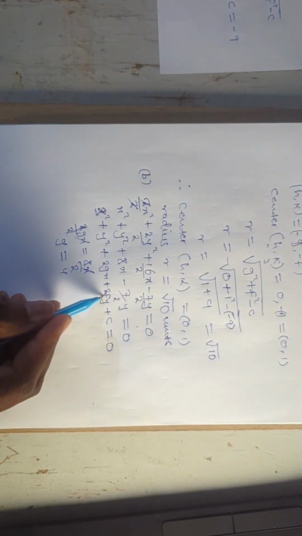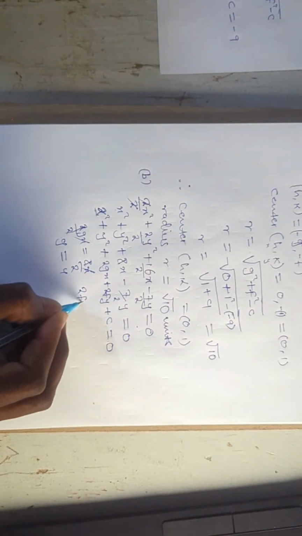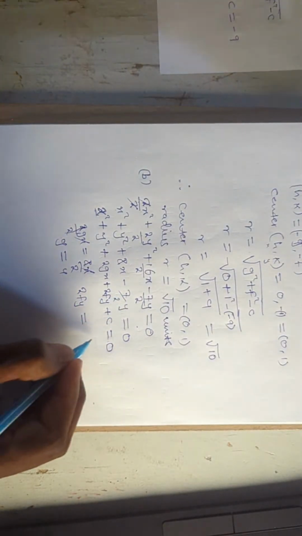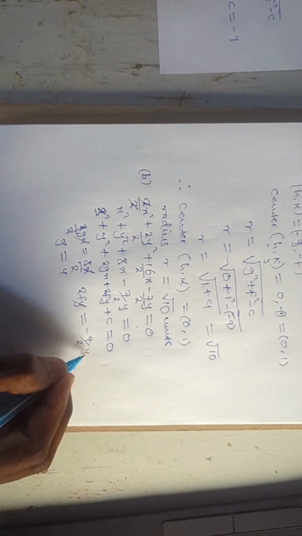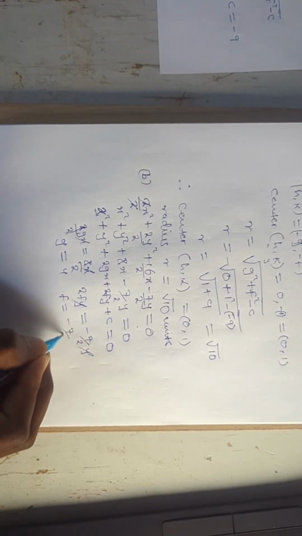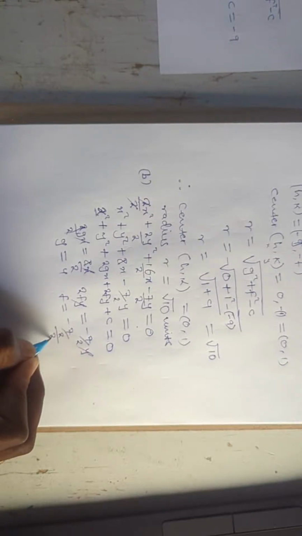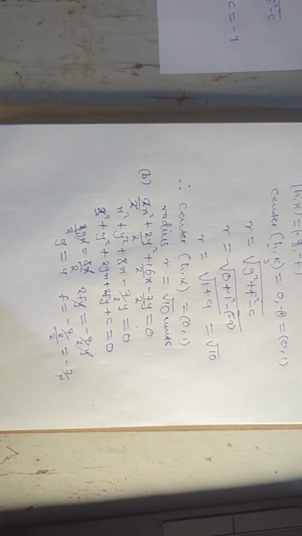Same as this part, we are going to equate this to that, so it will be 2fy equal to negative 7 over 2y. So this and that will go, then f is going to be equal to negative 7 over 2 divided by 2, which is the same as negative 7 over 4.